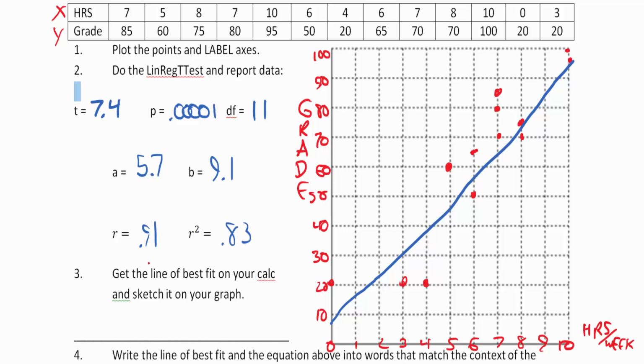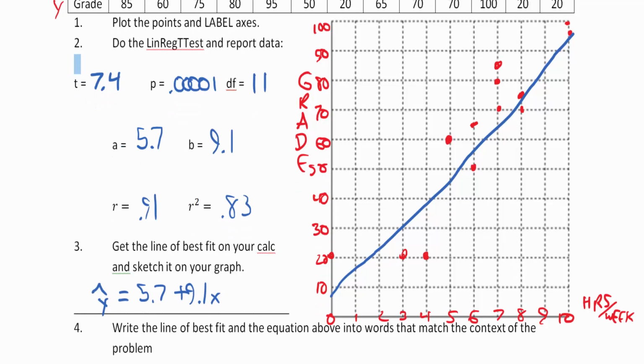Okay, so what is the line of best fit? Well, the line of best fit is going to be my y hat is equal to that 5.7, that's my y-intercept, plus the 9.1 x. So this is my line of best fit for my equation.